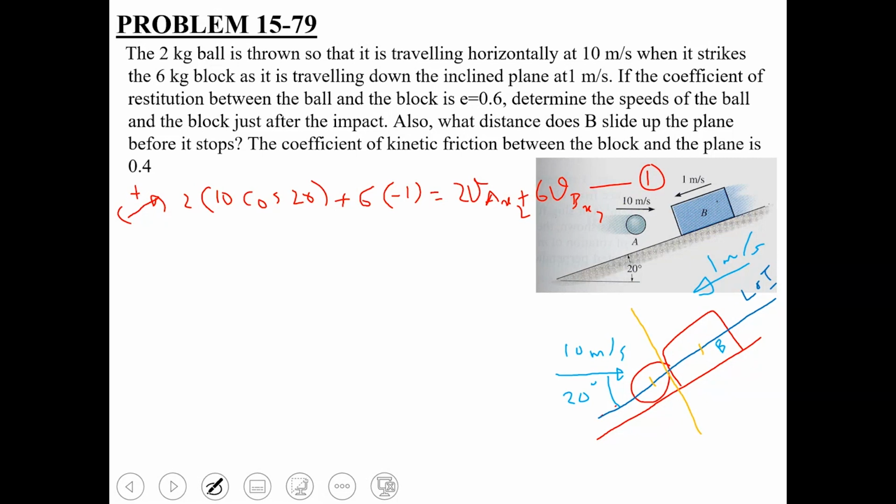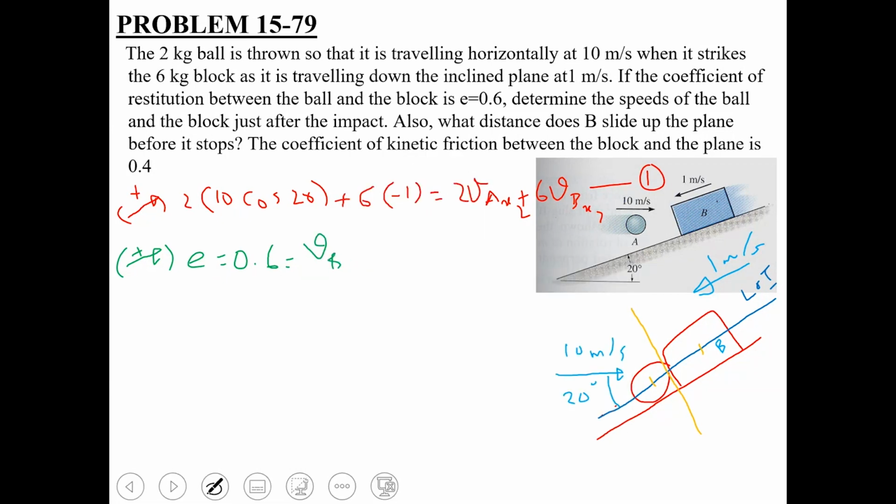Yes, sir, visible. Okay, now in step number 2, what we are going to do is apply the coefficient of restitution equation along the line of impact. The coefficient of restitution for this collision is given to you as 0.6. So 0.6 should be equal to VBX2.